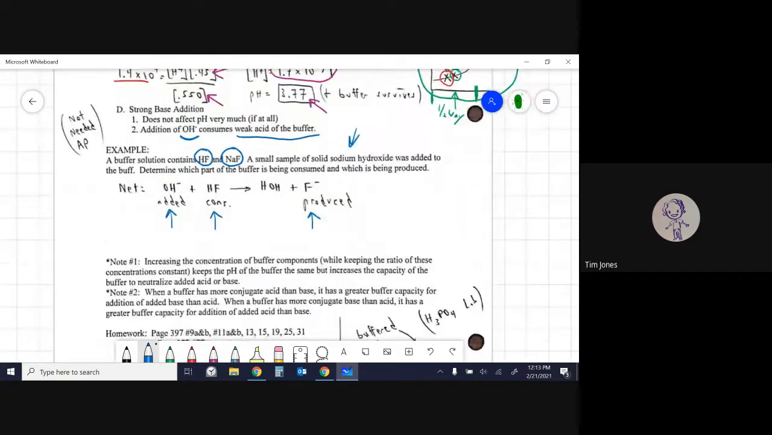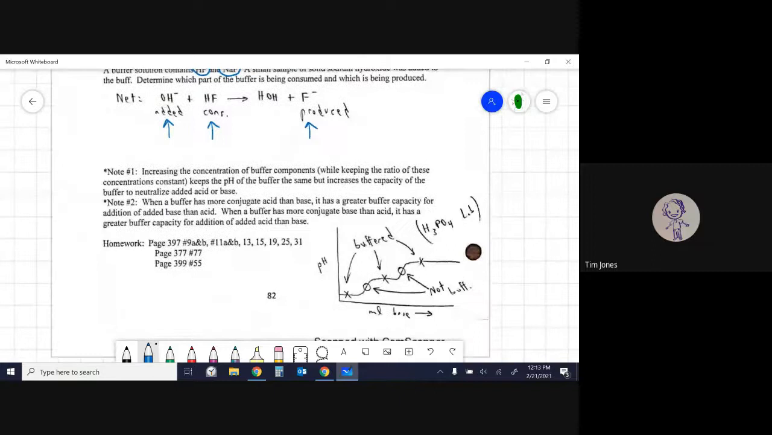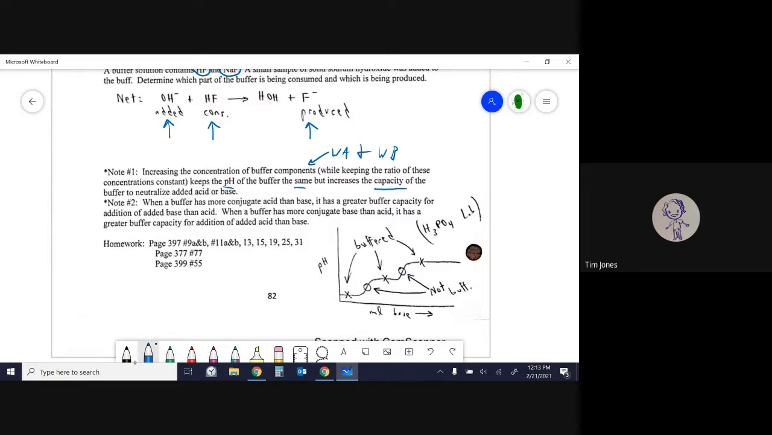Let's see, I got some notes here. Number 1. Oh yes, increasing the concentration of buffer components. That means the weak acid and the weak base. In other words, putting more of both keeps the pH the same, but increases the capacity. So we should talk about capacity.